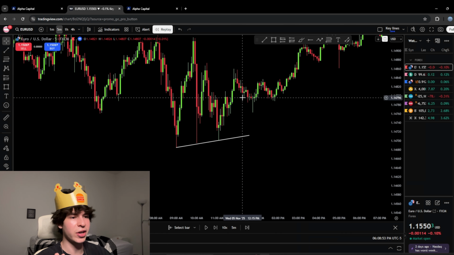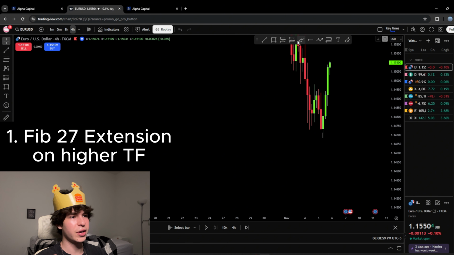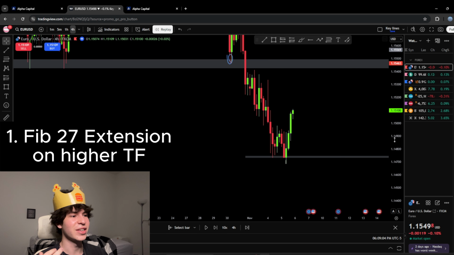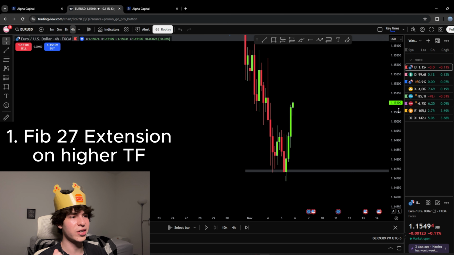Let me break down for you all the confluences that are going into this trade. So on the 4 hour, we already know this, but this is the 27 extension. I'm not going to mark it again for you guys because you saw it earlier, right? So yeah, this is the 27 extension. I'm going to make a list right here on the left. For one, this is the 27 extension.